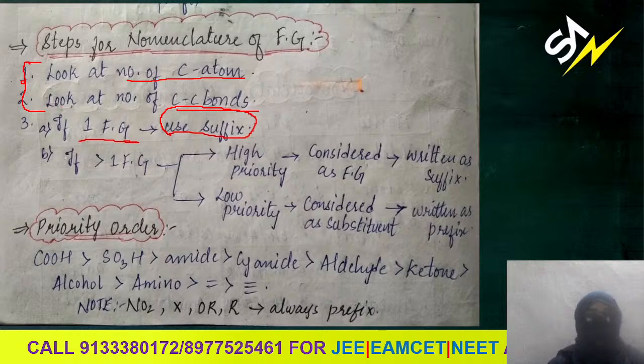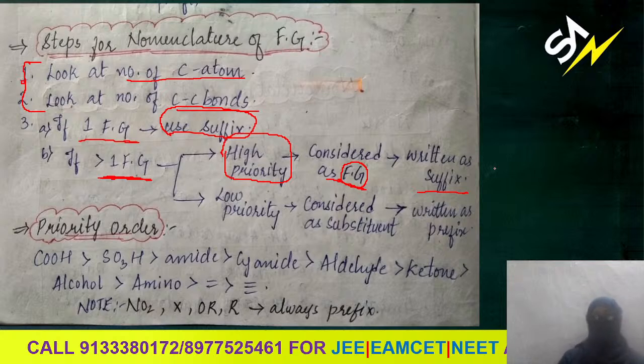Moving on to the B part, which should be used when you have more than one functional group. If you find more than one functional group, arrange them according to the priority order. The one which has higher priority will be considered as the functional group, and you will be using that as the suffix. We'll see what that priority order is later.